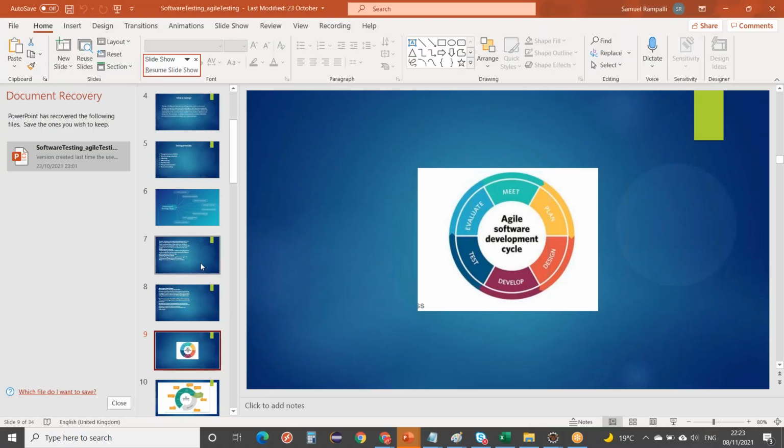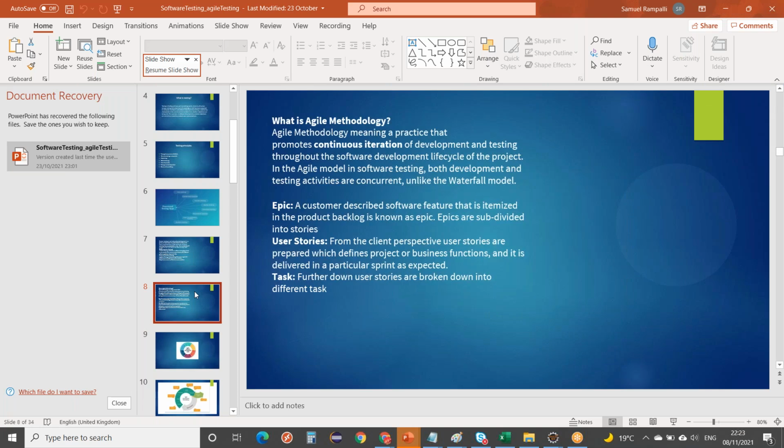Okay. So agile is continuous iteration of testing. Okay, so software development life cycle, it is the continuous iteration of development and the testing. Okay, so it has got a few principles.